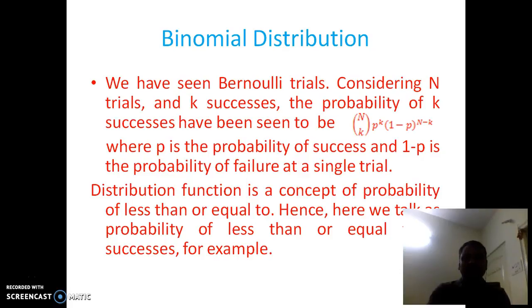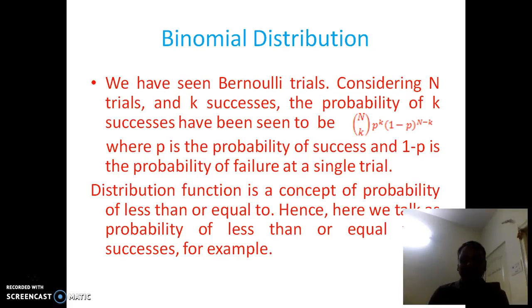First, let's see binomial distribution. We have seen Bernoulli trials. Considering capital N trials and K successes, the probability of K successes has been seen to be NCK p to the power k, (1 minus p) to the power capital N minus k, where p is the probability of success and 1 minus p is the probability of failure at a single trial.